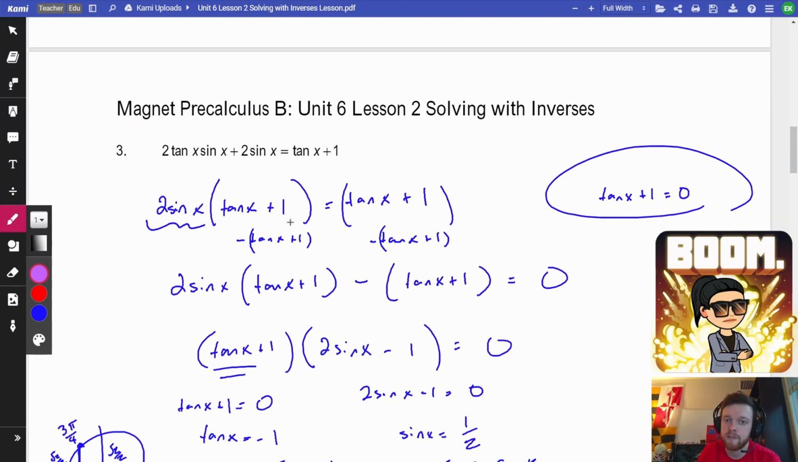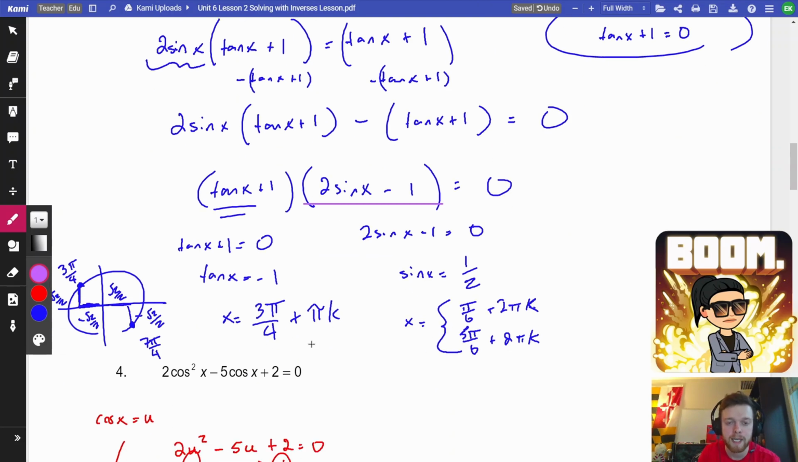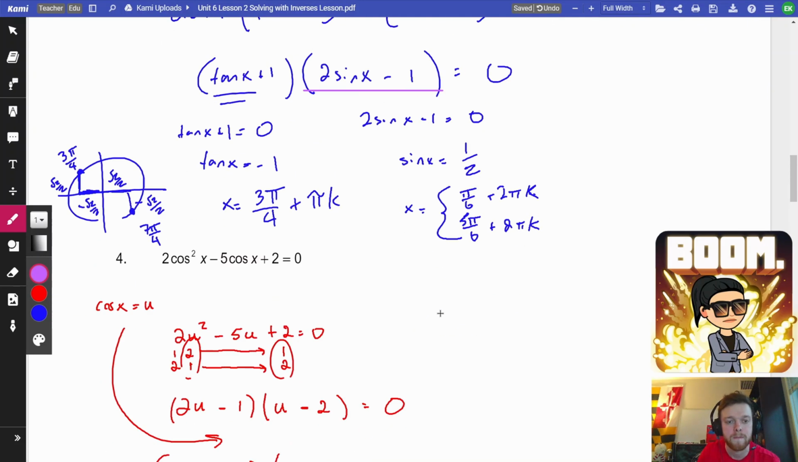Here, we had to factor a little bit. The big thing we learned in this one was don't divide by our variable. We would have lost information. If we divided by tan x plus 1, we would have gotten 2 sine x is equal to 1, which is valid. That's this right here. But we would have lost 3π/4 plus πk. We looked at the graph. They intersected at 3π/4. We can't lose that answer.